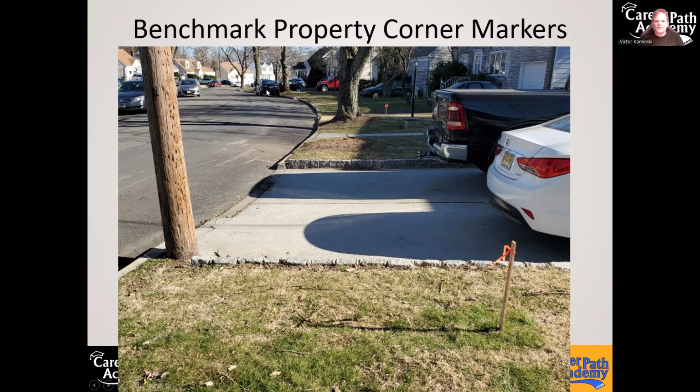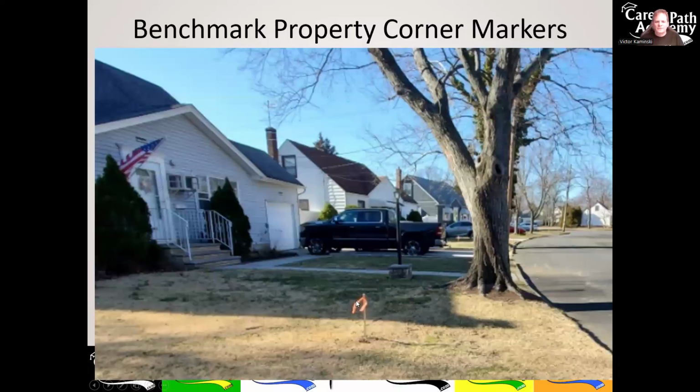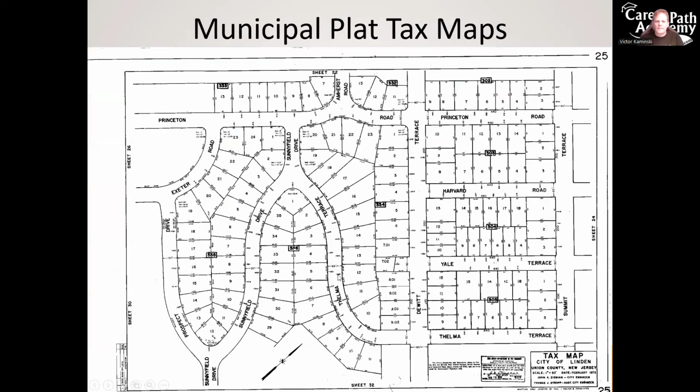And you can see the curve in the road that the survey measured, right? See it again. So that's right here in the curve in the road.